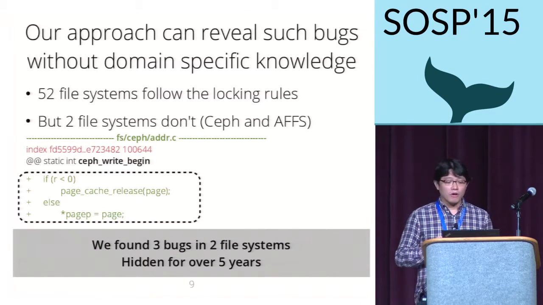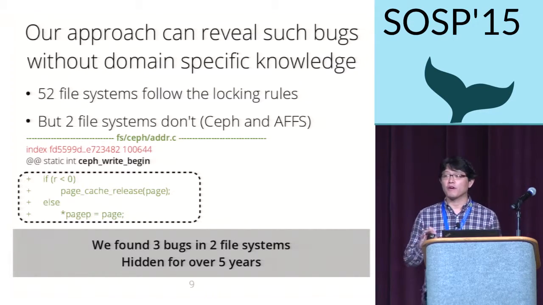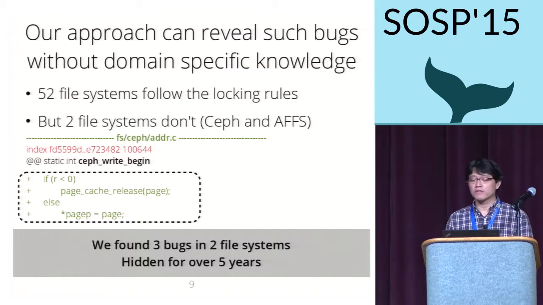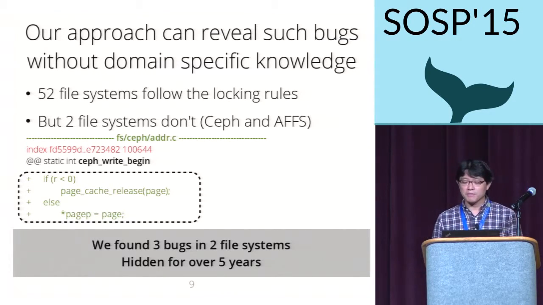In fact, based on this intuition, we can reveal such bugs without domain-specific knowledge. We compared 54 Linux file systems, and we found 3 bugs in 2 file systems. All of the 3 bugs had been hidden for more than 5 years.